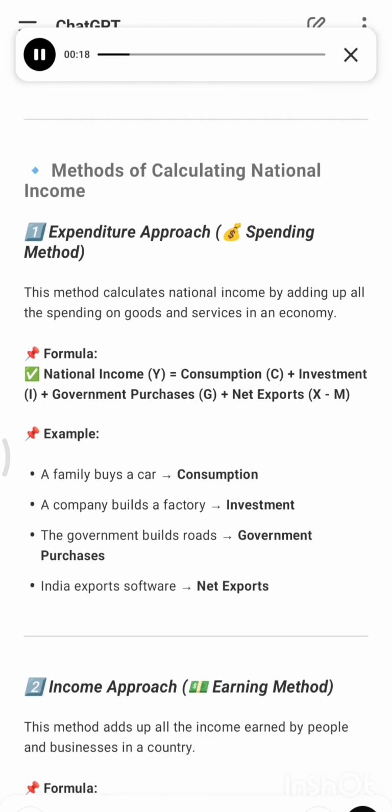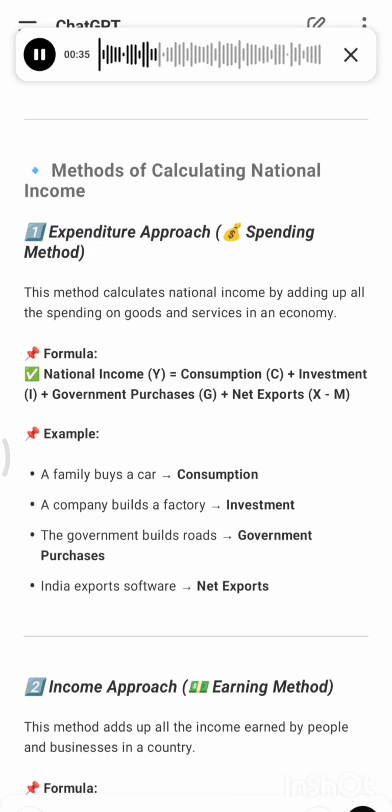This method calculates national income by adding up all the spending on goods and services in an economy. Formula: national income, Y, equals consumption, C, plus investment, I, plus government purchases, G, plus net exports, X minus M.